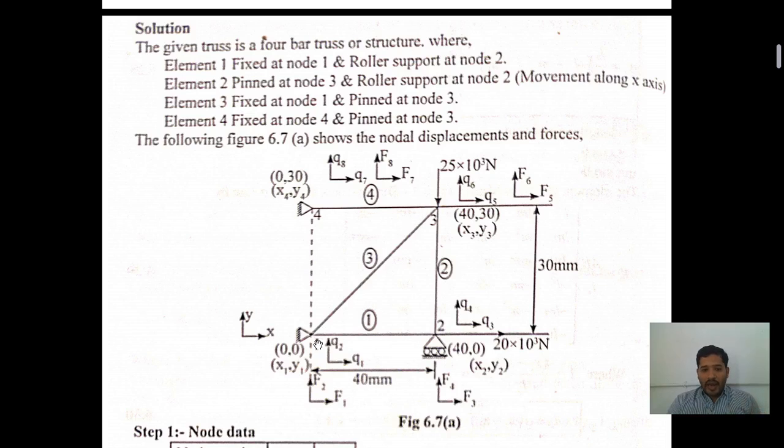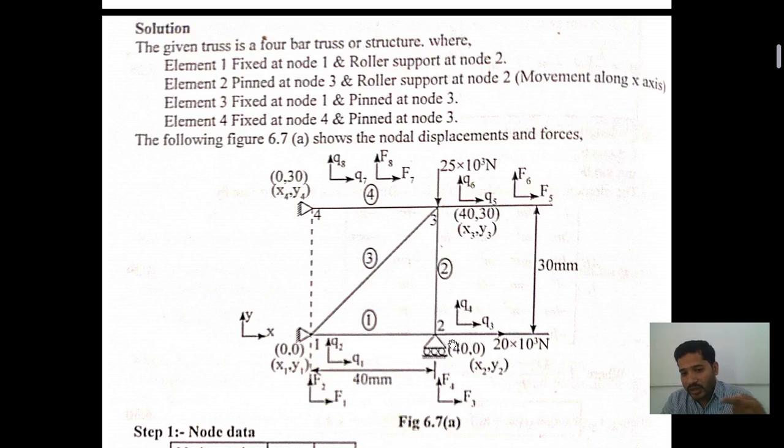Clear? At point 1, there are two forces acting, the force F1 as well as the force F2. The force F1 is acting in the X direction. The force F2 is acting in the vertical direction. Come to point 2. At node 2, again two forces are acting, the force F3 as well as the force F4. Clear?